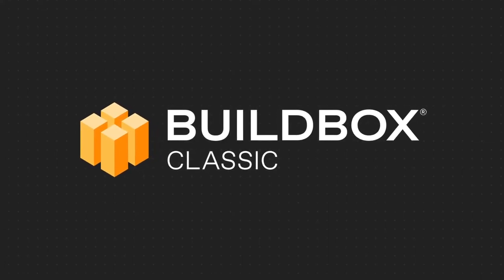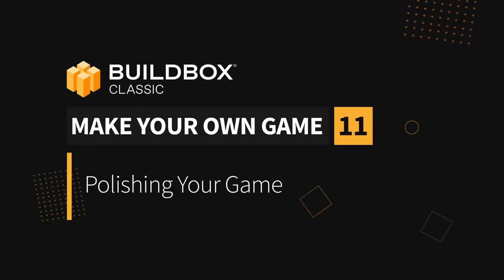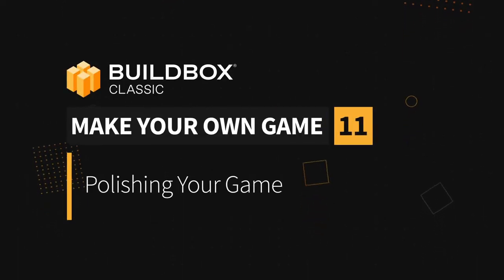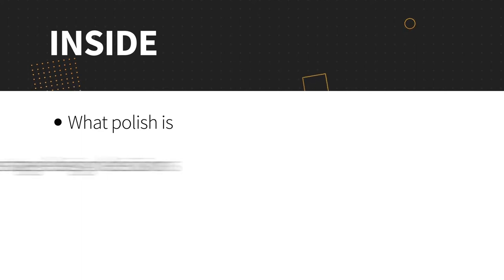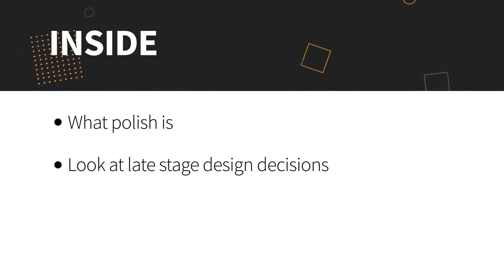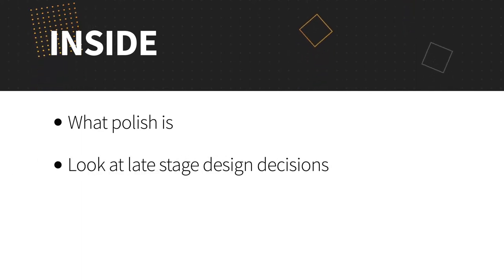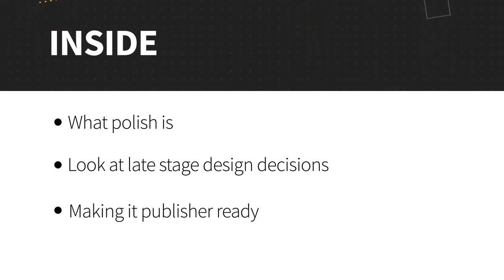This is Zach Rosette with Buildbox, and I'd like to welcome you to a bonus 11th video in the Make Your Own Game series. In this bonus video, we're going to be talking about polishing your game. We're going to discuss what polish is, and we'll take a look at some of the late-stage design decisions that were made before uploading Glitch to the app stores. And I'll share with you one final step to making it publisher-ready.